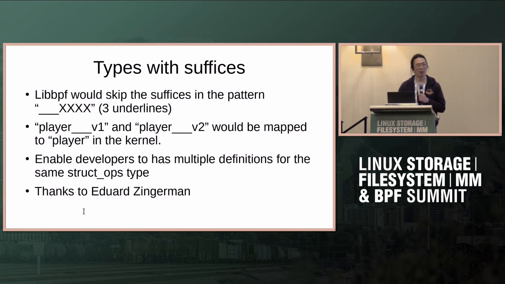Okay, the other new feature is types with suffix, thanks to Edward. About a month ago, he landed this patch. So the feature is, for example, we have a type called player. In user space, you can append some suffix, with three underscores and your suffix, for example, player___v1 or player___v2. Those two types will actually be mapped to the same type in the kernel called player. So for the same type in the kernel, you can have two or more different versions.